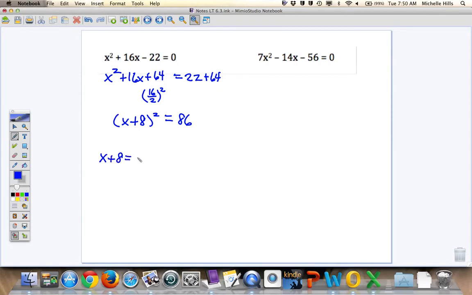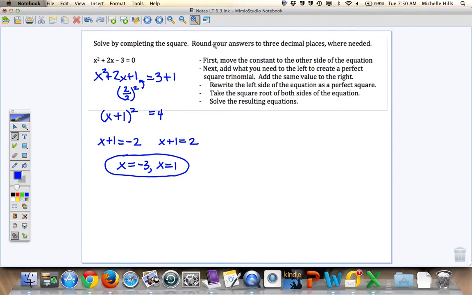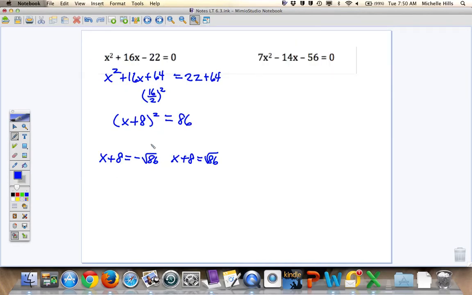I'm just going to leave this as the negative square root of 86 for one of my equations, and x plus 8 equals the positive square root of 86 for the other equation. This is going to be one of the cases where I have to round my answer to 3 decimal places because I'm going to have an irrational number here. So x is going to equal negative 8 minus the square root of 86, and x is going to equal, when I subtract 8 from both sides, negative 8 plus the square root of 86.